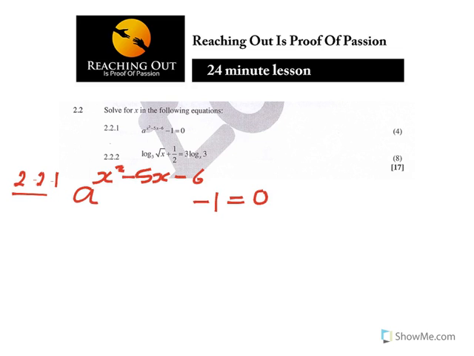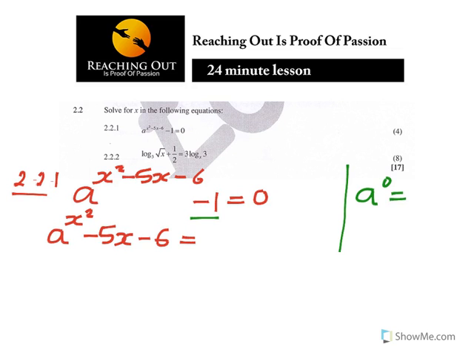So what you always need to remember is to transpose the negative 1, so that it becomes an equation, which is a to the power x squared minus 5x minus 6 is equal to, just to save time, what you need to know, it will be equal to 1, but remember, any number to the power of 0 is equal to 1.